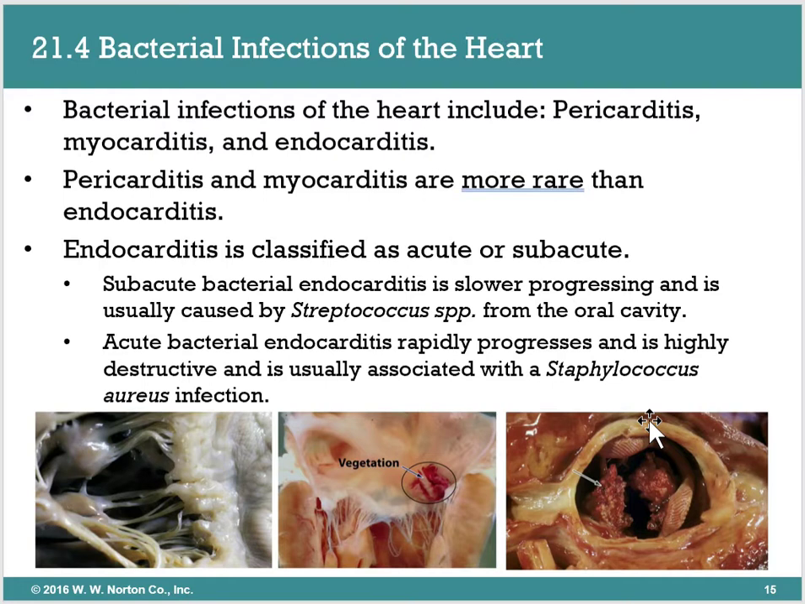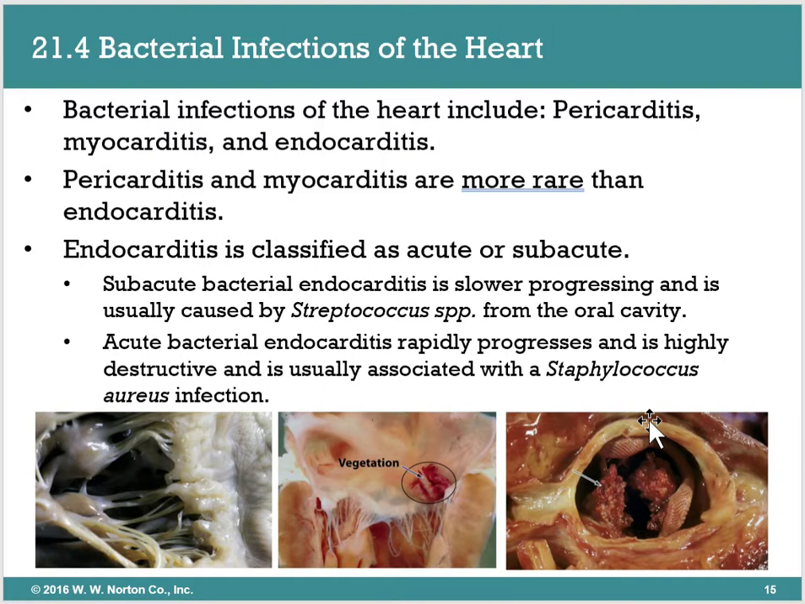So now let's talk about bacterial infections of the heart. Bacterial infections of the heart can include either the pericardium, the myocardium, or endocardium. The pericardium and myocardium, whenever they're infected, are more rare compared to the endocardium. So most likely, statistically, if you fear that a patient has an infection of the heart, it's probably an infection of the endocardium.